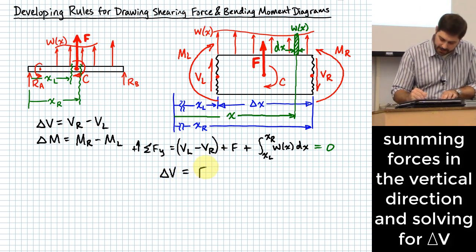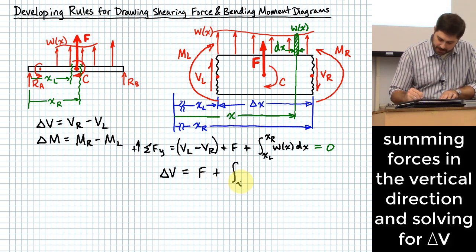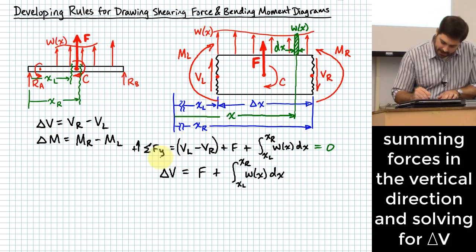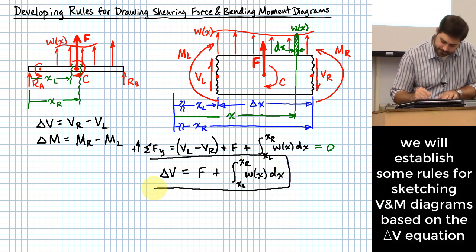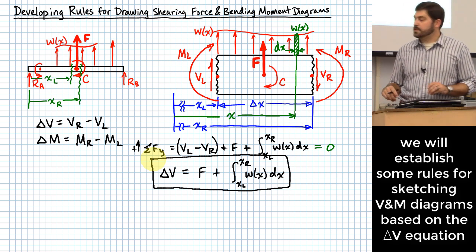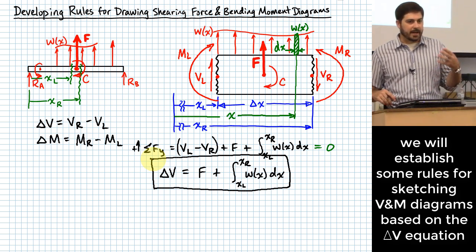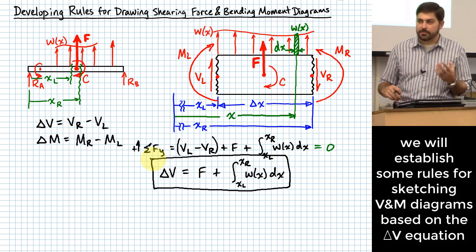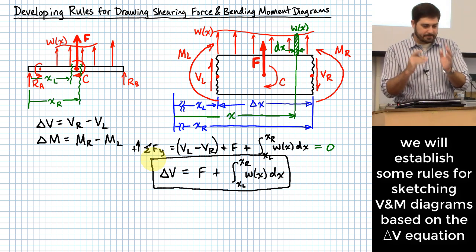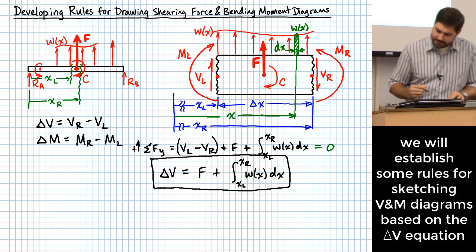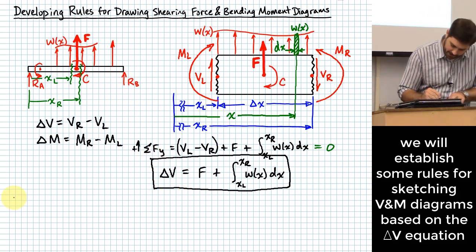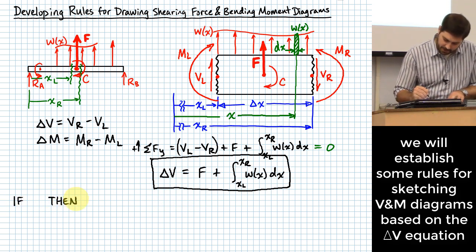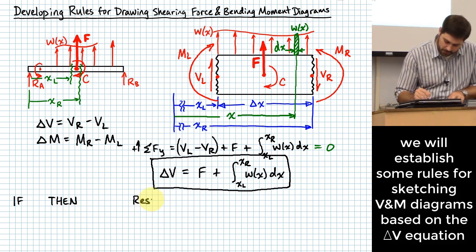And that's going to be equal to F plus the integral from XL to XR, W of X dx. Okay? And with this little expression right here, we can generate some rules that will make it easier for us to find changes in the shearing function over little segments of the beam. Okay? I'm going to do that in this format. I'm going to do kind of some if-thens. Right? So if, and then over here I'm going to identify the resulting rule.